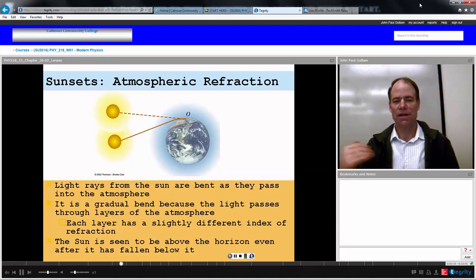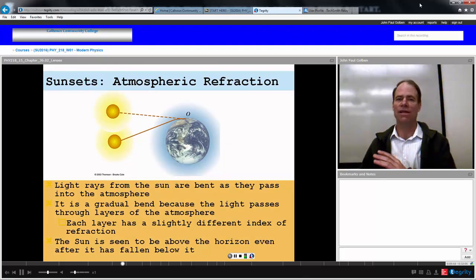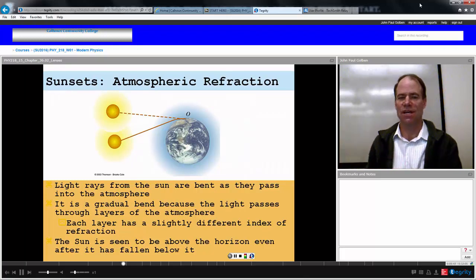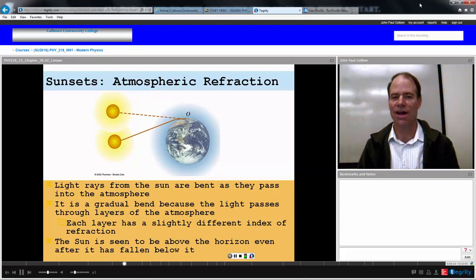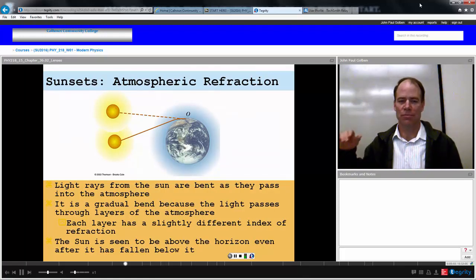The light is bent in such a way that the sun's going to appear to be coming from a different direction. The sun could actually be below the horizon, already set, and you'll still see the image of the sun because the light from below the horizon has bent and made it to your eyes. So the sunset could have occurred before you actually stop seeing the sun.